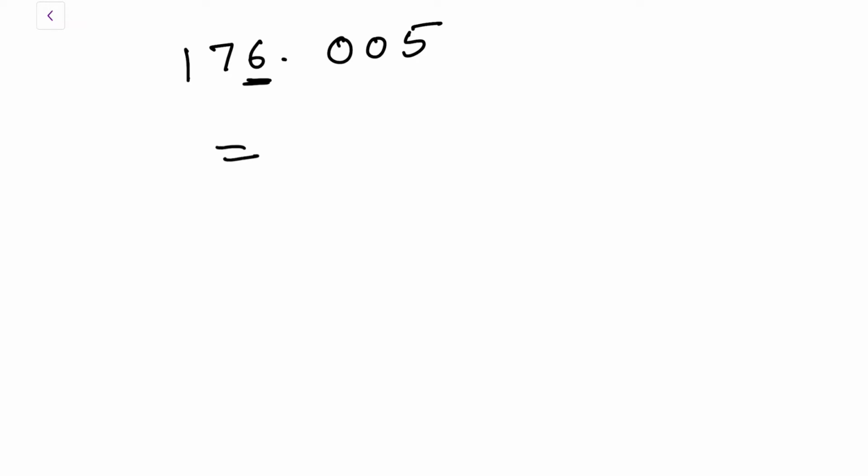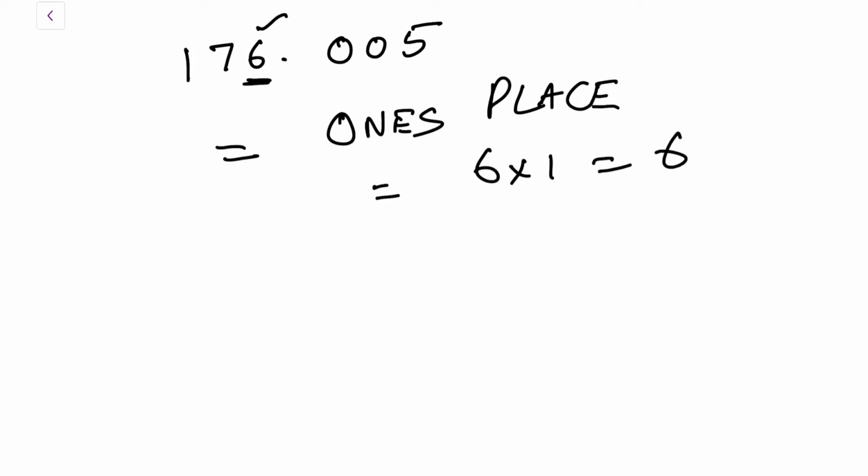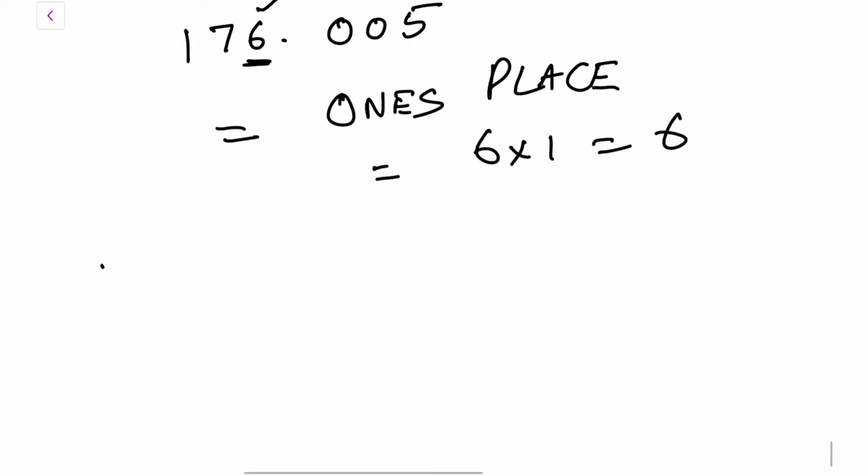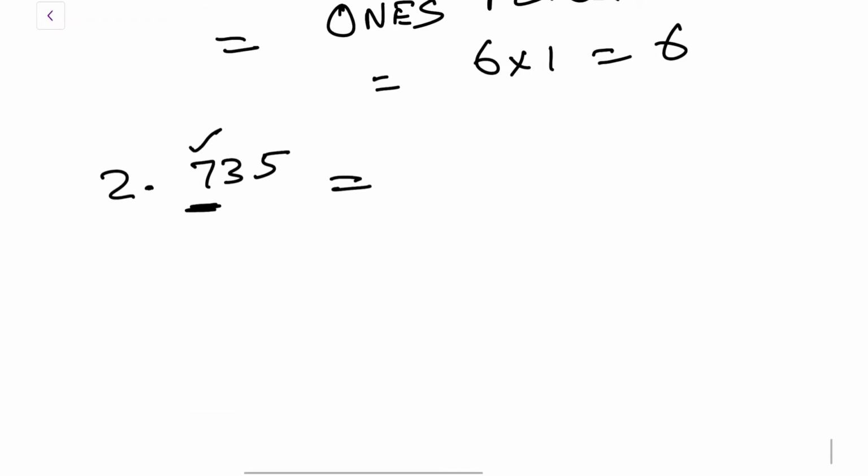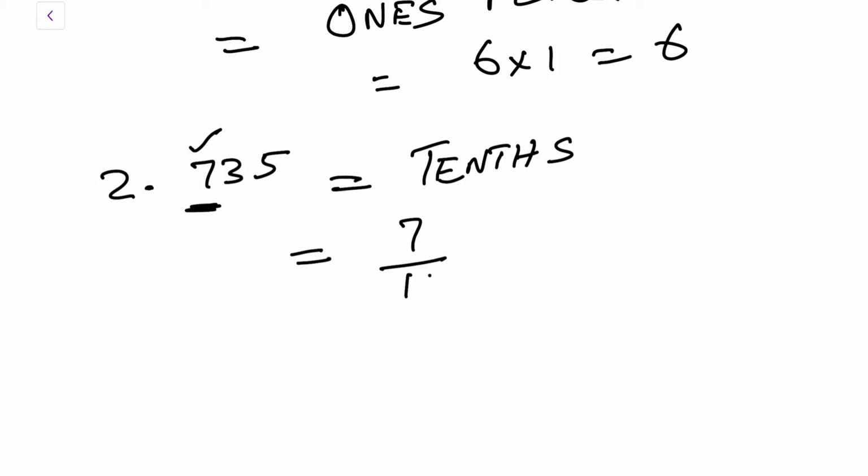What do you think is the place value of this? That's right, it's ones place. So the value is 6 into 1, that is 6. That's right. How about this one? 2.735. I underline 7. What is the place value of this digit? That's right, it's in the tenths place. And if you have to write the value, it is 7 by 10 or 0.7. That's good.